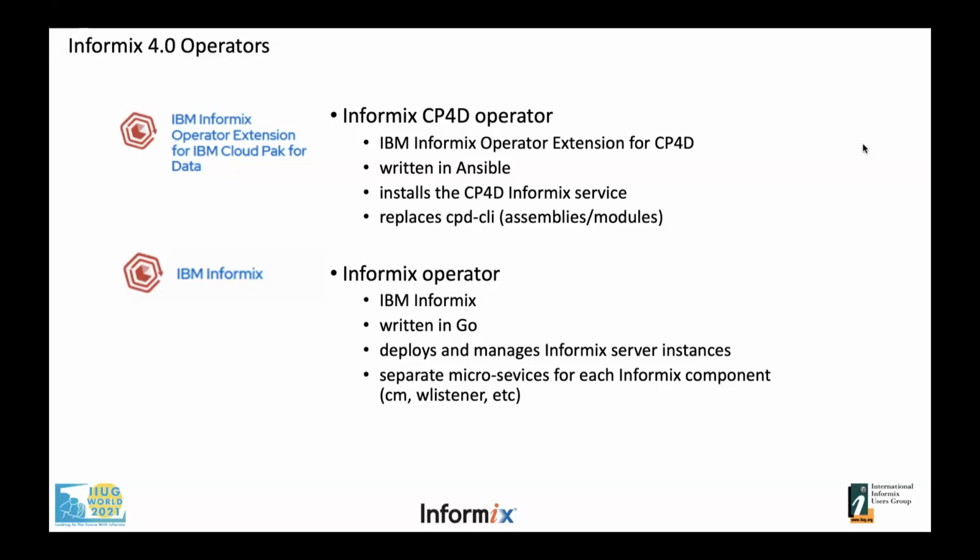The second operator, Informix Operator, the proper name IBM Informix, is in charge of deploying Informix and all its components. This one is the one that does all the heavy lifting. So we decided to use Go rather than Ansible, as this gives us more control over the API and how the operator runs. In previous versions of our CP4D service, we had everything running in just one pod. The engine, the connection manager, the wire listener, they were all running in the same container. In 4.0, we decided to separate each component into its own container, creating microservices, which provides more flexibility and redundancy.